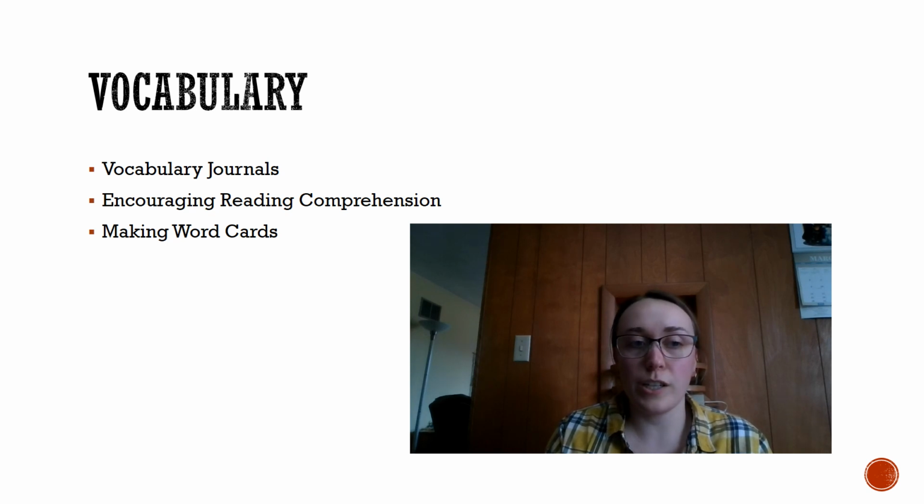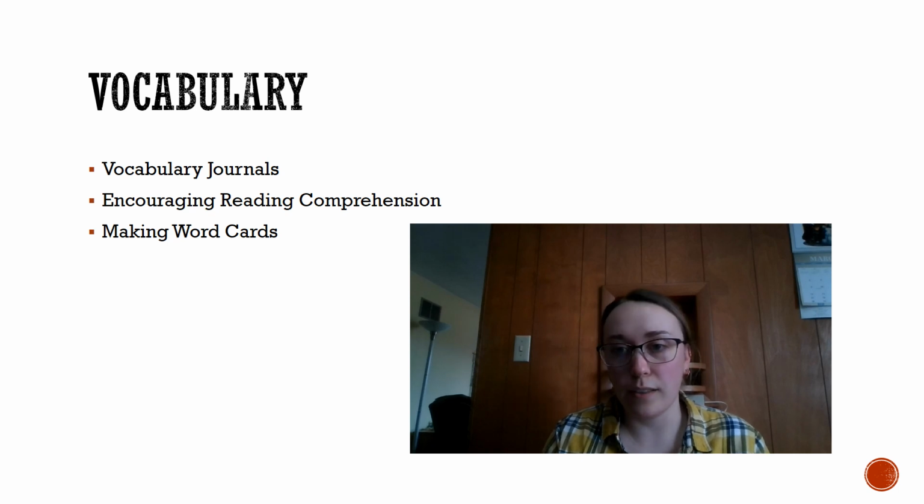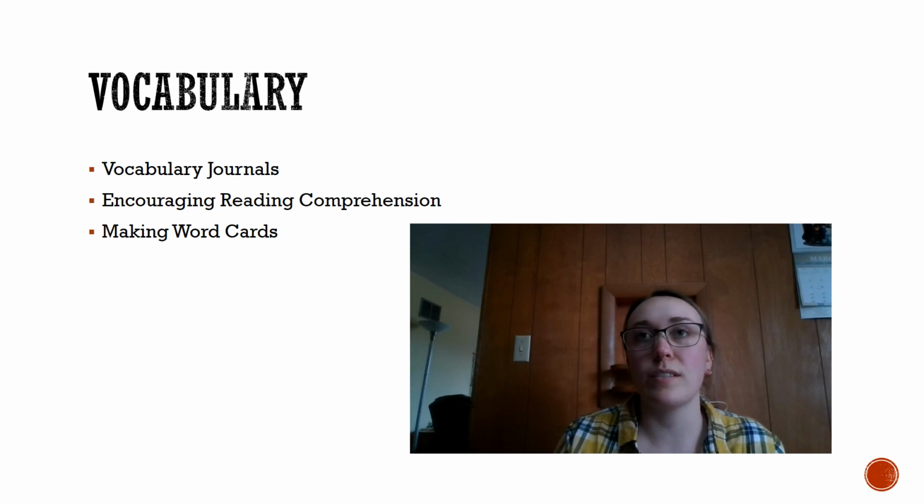The first strategy that I have listed is vocabulary journals. So this would be having students keep a journal at their desk, and every time we have new vocabulary words that we're learning, it might be in our lesson, in our unit, or whatever, we would have them write that word down and what it means, and this just helps reinforce the vocab that we're learning that week.